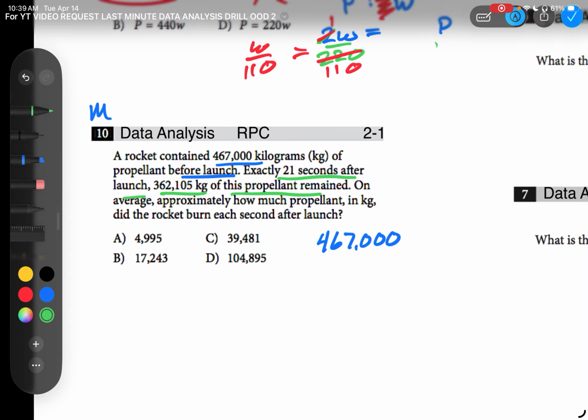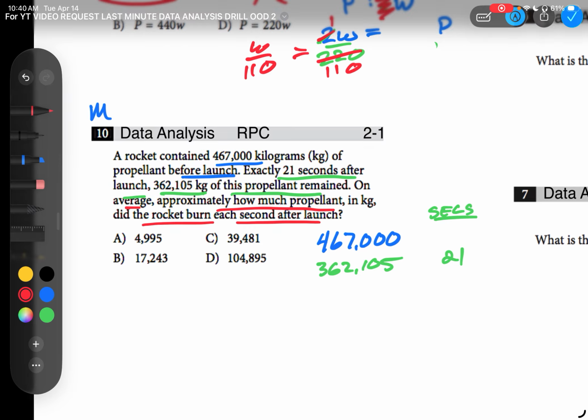Okay, so 21 seconds went by. Now I only have 362,105. So I'm writing this down on my side scratch piece of paper. And they said it went through that in 21 seconds. Let me put seconds here. In 21 seconds. Now the question: on average, approximately how much propellant did the rocket burn each second after launch?